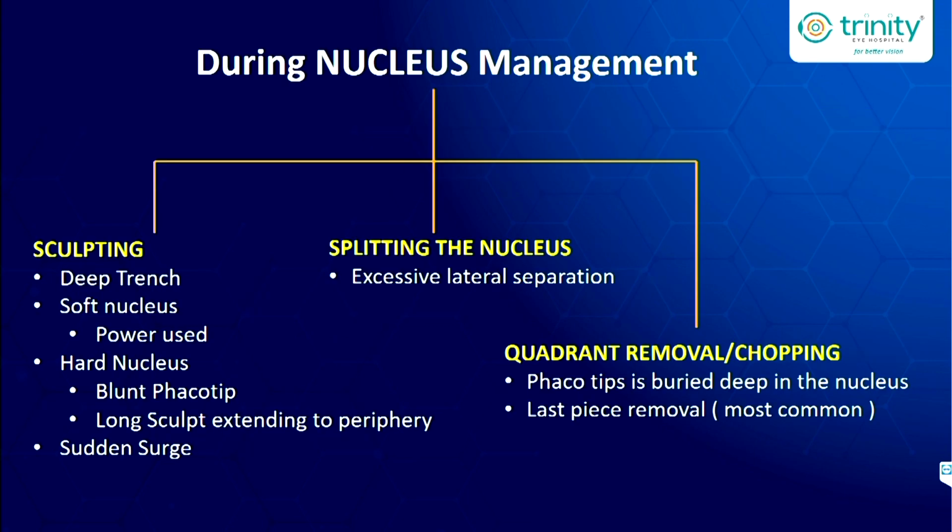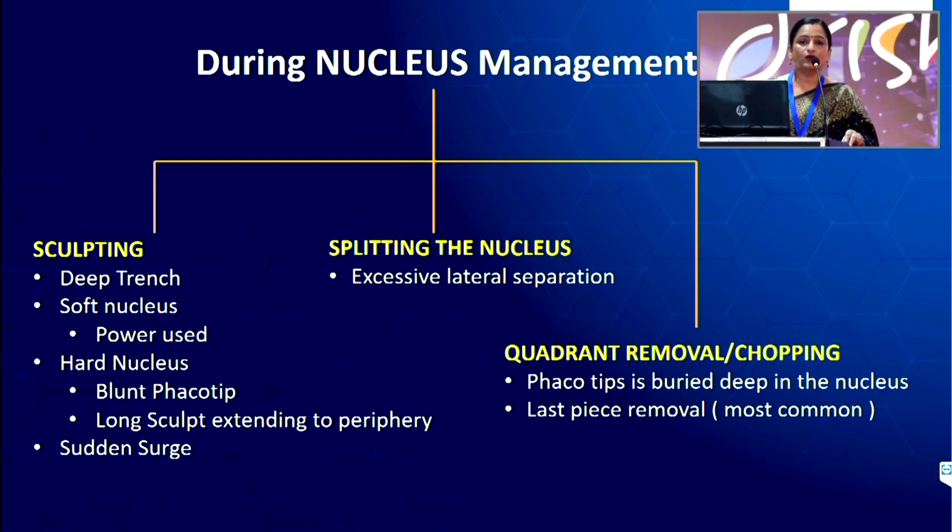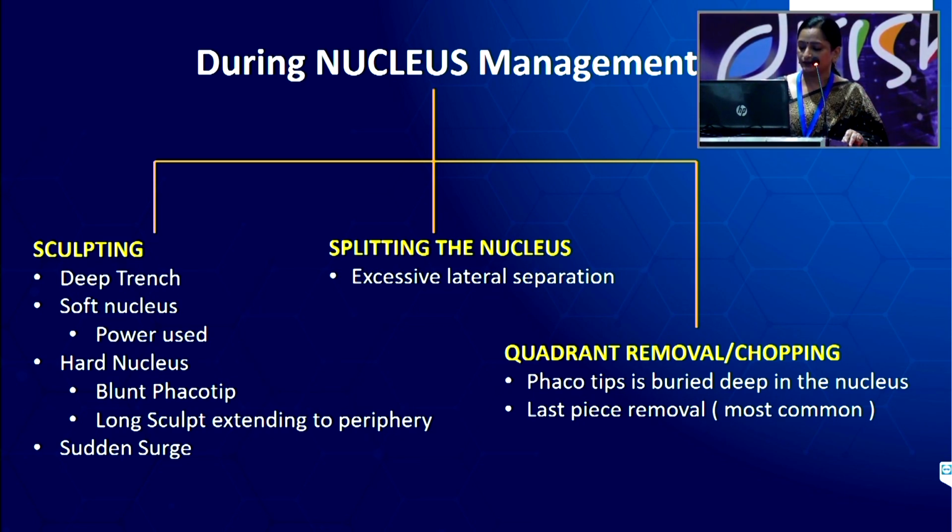Nucleus management, again, during a deep trench, if you go very deep, you can rupture the PC. In case of a soft nucleus, if your phaco power is more, you can eat up the nucleus and the PC also. A blunt tip used, again, can cause undue pressure on the PC, resulting in a PC rupture. Most of the time, it happens during the removal of the last piece.